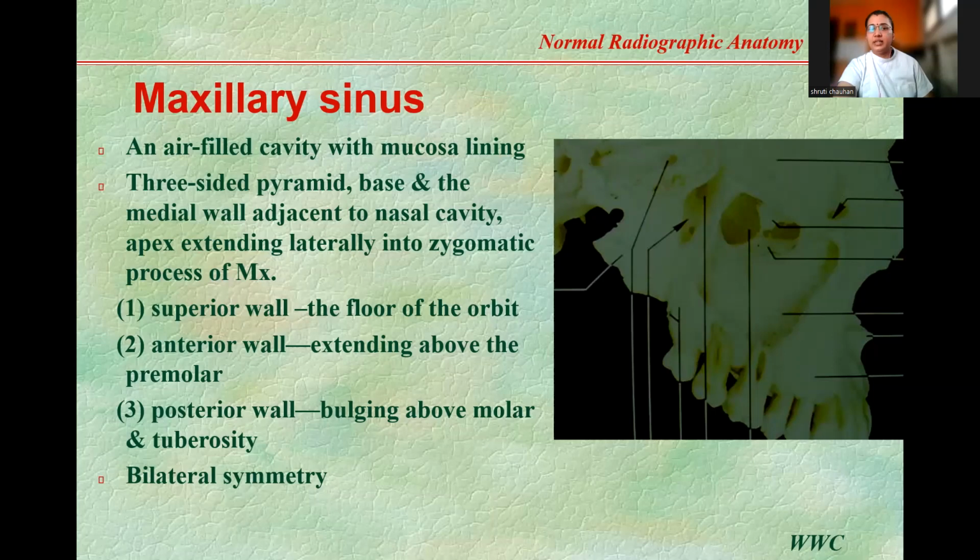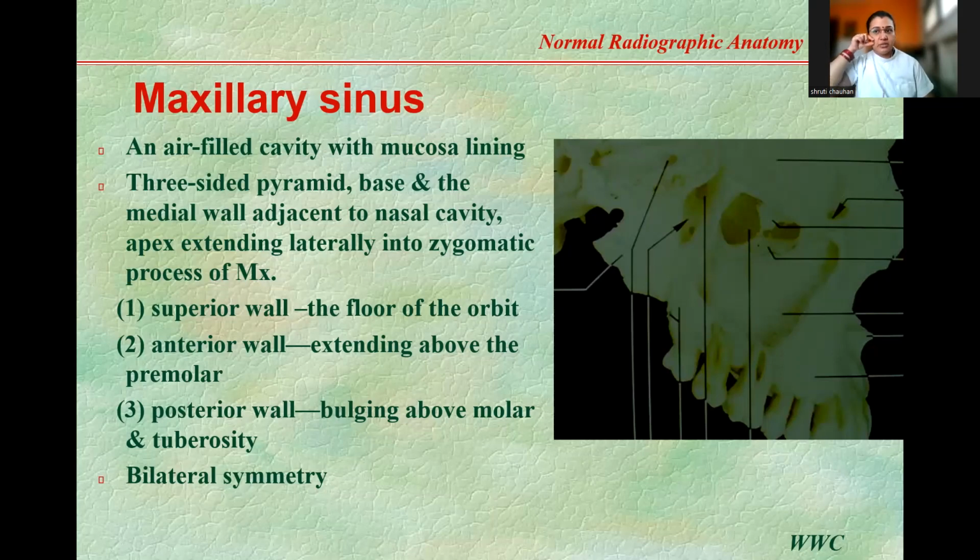The maxillary sinus is an air-filled cavity with a mucosa lining. Okay, it's a pyramidal or triangular air-shaped cavity with a mucosa lining. It's a three-sided pyramid, base and the medial wall adjacent to the nasal cavity, and the apex extending laterally into the zygomatic process of the maxilla. Okay. So what is the shape of the maxillary sinus? It is a three-sided pyramid. Okay. So what is a three-sided pyramid? We are saying that the base and the medial wall is adjacent to the nasal cavity, and the apex extends laterally into the zygomatic process of the maxilla.